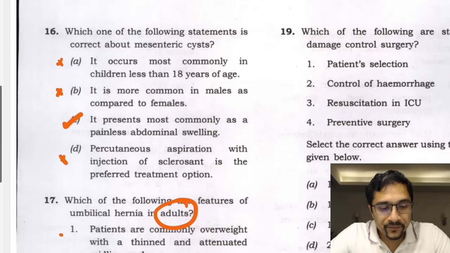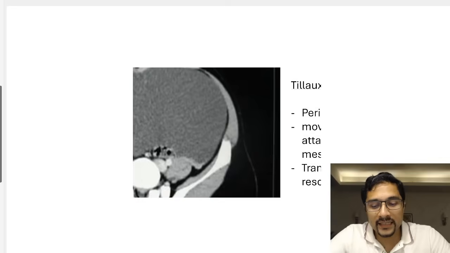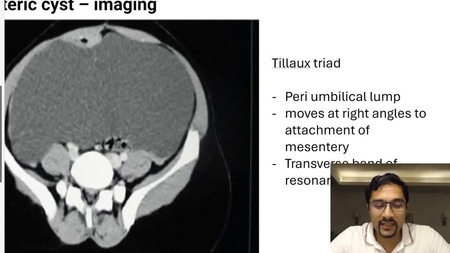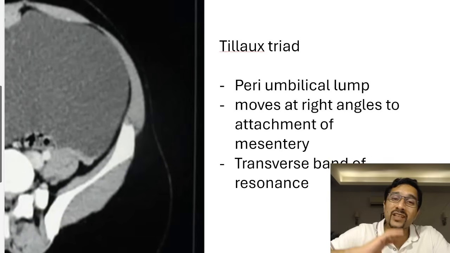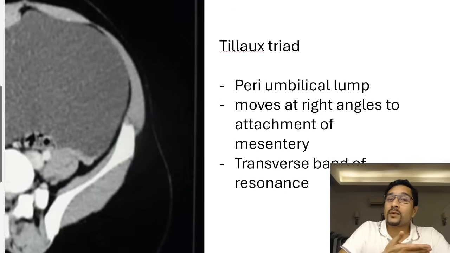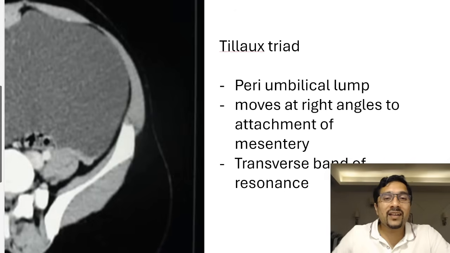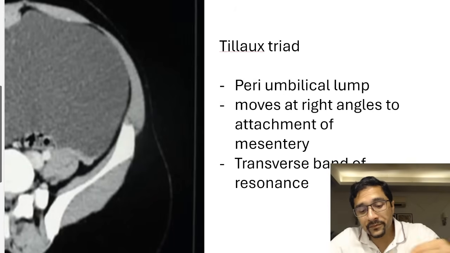Percutaneous aspiration is done. This is wrong. Now, mesenteric cyst typically presents as Tillaux's triad, which has been asked in the exam. It presents as a peri-umbilical lump which moves at right angles to the attachment of the mesentery. Now, what is the attachment of the mesentery? The mesentery is attached from the DJ flexure to the right sacroiliac joint. So it moves at right angles to it, not along that line.